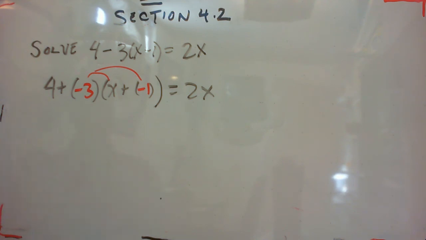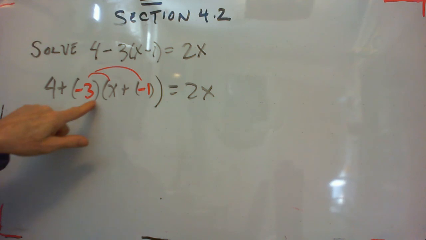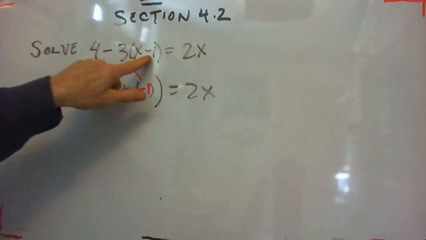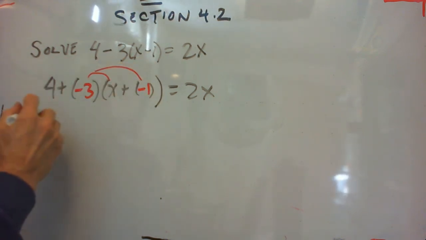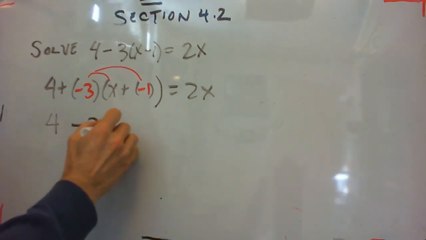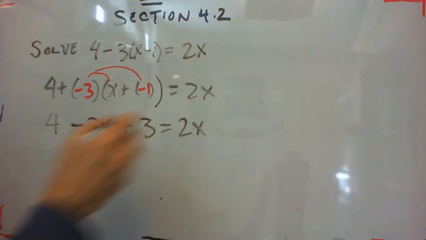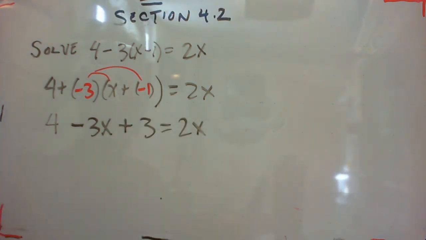Okay, and your first step here is to realize that the minus 3 here is like plus -3 times x, -3 times -1. So when we distribute, we get 4 minus 3x plus positive 3 equals 2x. And maybe if you didn't get that, pause the video and try to solve this from here.